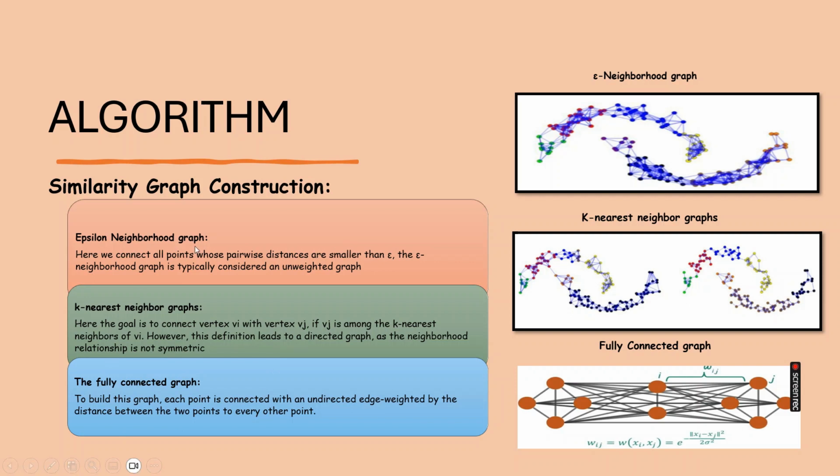The fully connected graph: each point is connected with an undirected edge weighted by the distance. Here, for example, for i to j, we have the weight wij. This can be calculated by this formula. This is the fully connected graph. So the first step is graph construction.